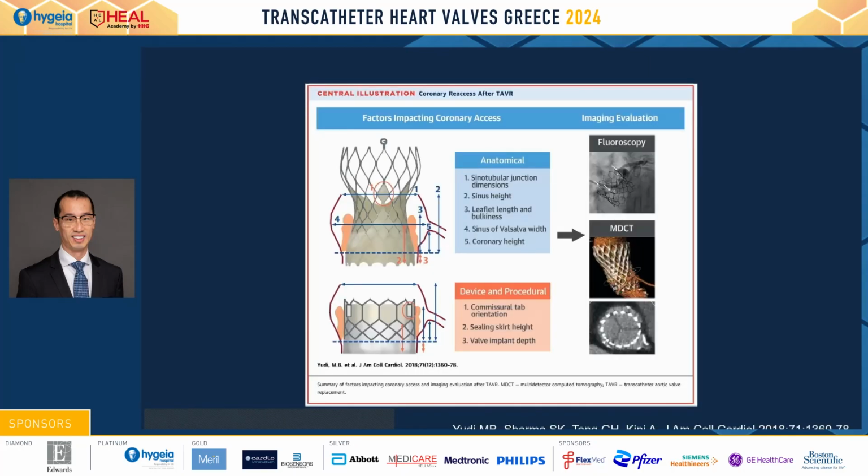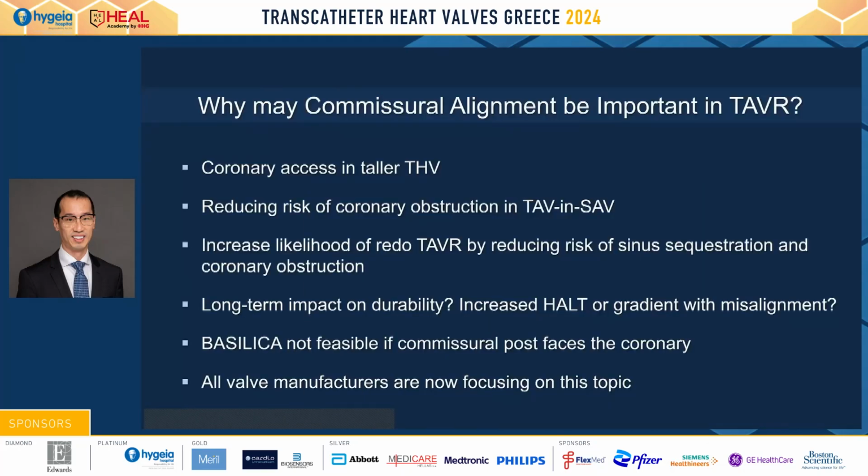This JACC state-of-the-art review that we published outlines some anatomic and device procedural factors involved in coronary access. And you can see that here, commissure alignment is now extremely important because it not only affects coronary access in taller THV, but also reduces coronary obstruction risk in TAVI-SAFE and increases the likelihood of redo TAVR. There's now early evidence of impact on durability and hemodynamics.